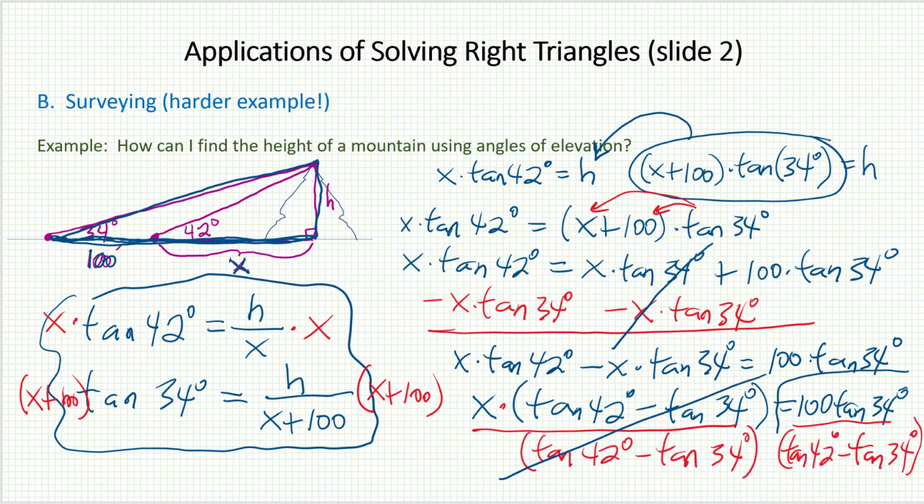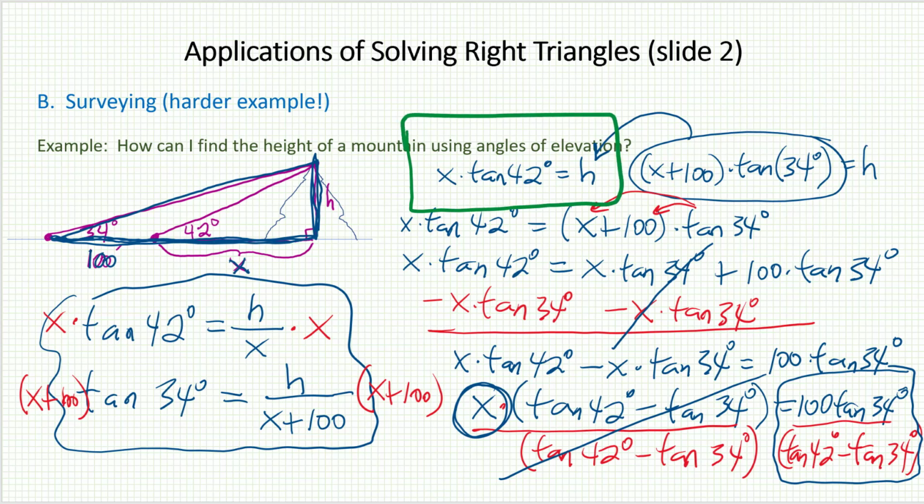Here's the value of x. You say, wait, that's the value of x. That's not what I wanted to know. I wanted to know how high this mountain is. Well, that's okay, because if we can figure out what x is, we'll know our answer. We've already figured out that h is equal to x times the tangent of 42 degrees. I think we're ready to go to the calculator.